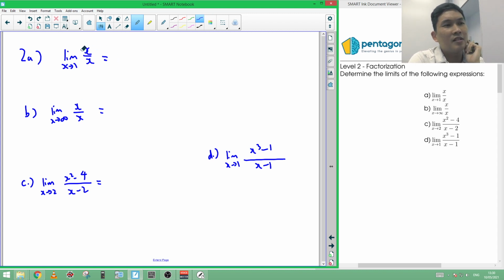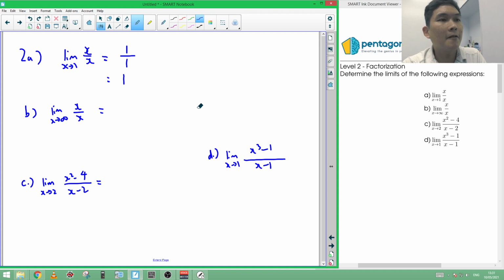You can look at this and say, can I do a substitution? Can I substitute x equals 1? And yes, you can do so. When I substitute, I have already taken the limit here. So this is just going to be 1 over 1, and this is just 1. So the limit of this expression as x approaches 1 is just going to be 1.